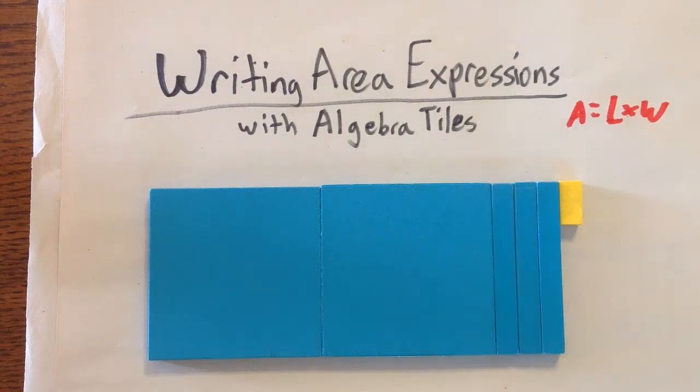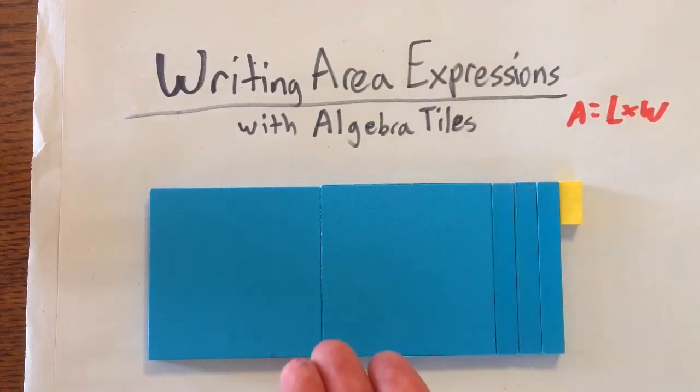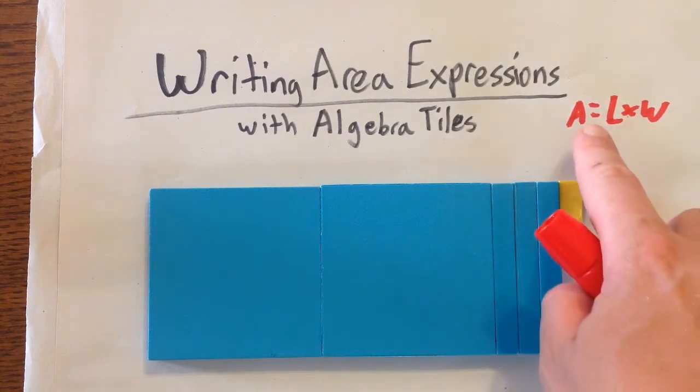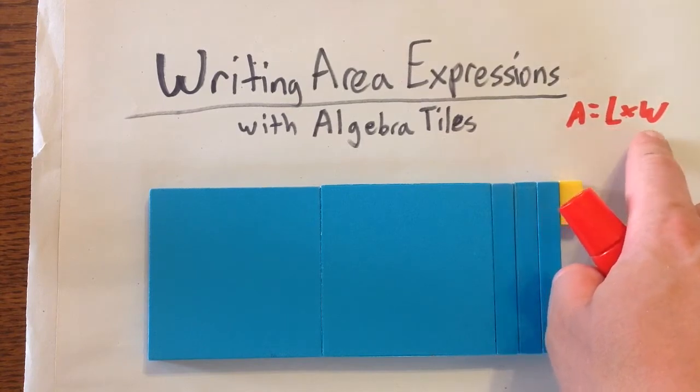In order to find the area of a figure made up of algebra tiles, it is important to understand the area of each kind of algebra tile, which in this case we have 3 different kinds. In order to find the area of each, we need to understand and remember that the area is always equal to the length times the width.